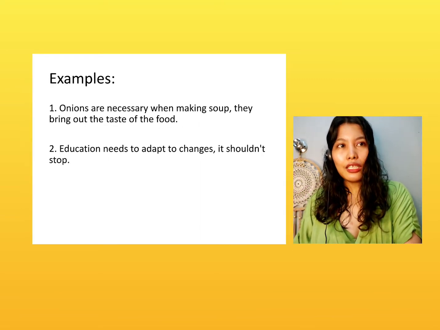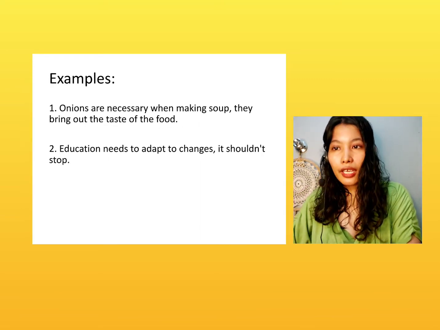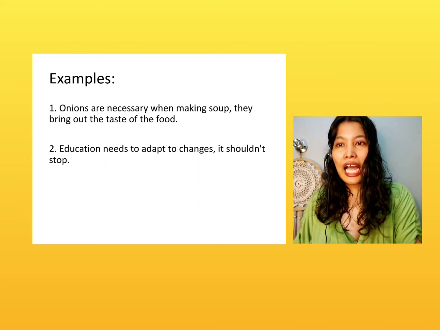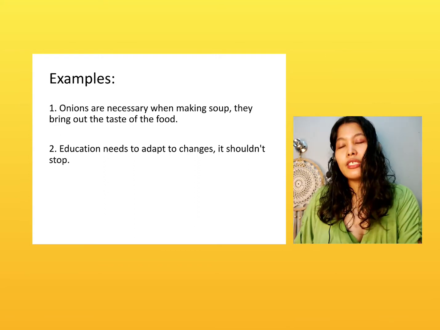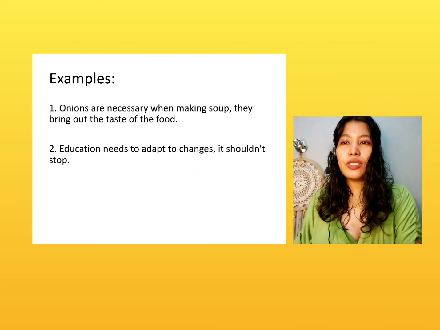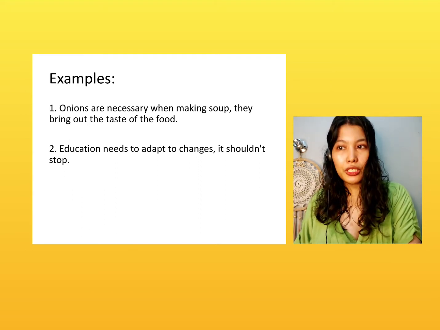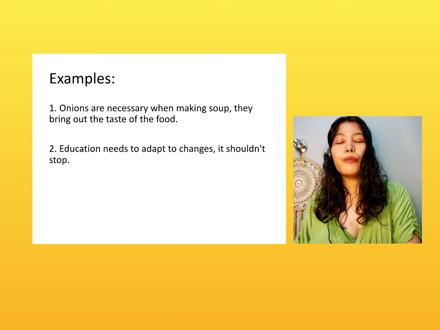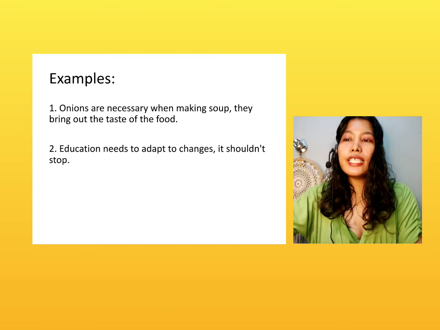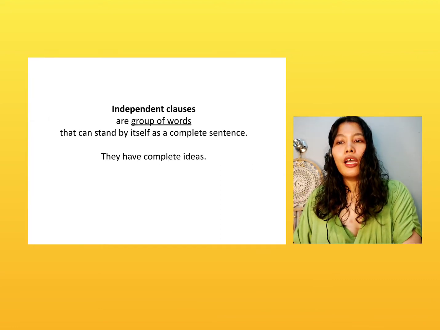So, what does it look like? Here are examples of comma splices. Number one, onions are necessary when making soup, comma, they bring out the taste of the food. Education needs to adapt to changes, comma, it shouldn't stop. Why is it wrong? Okay.